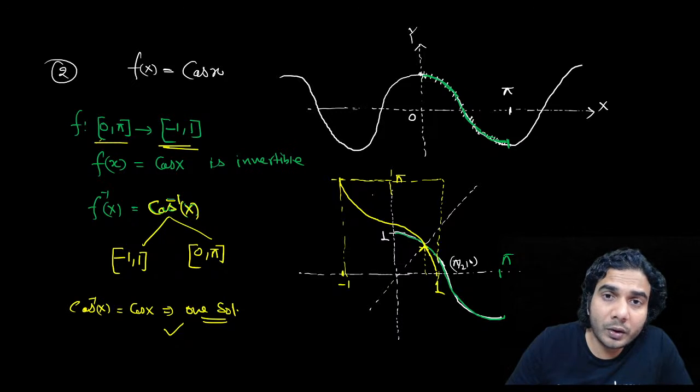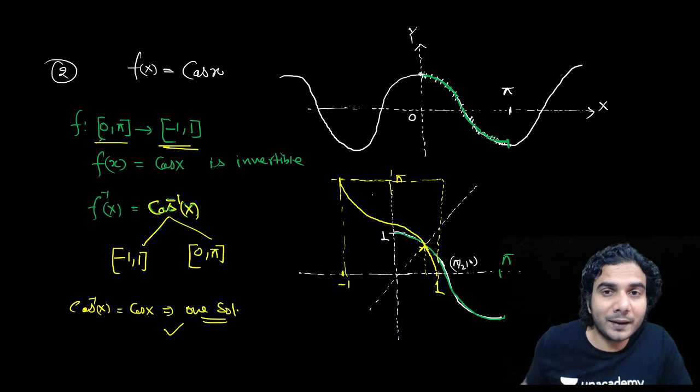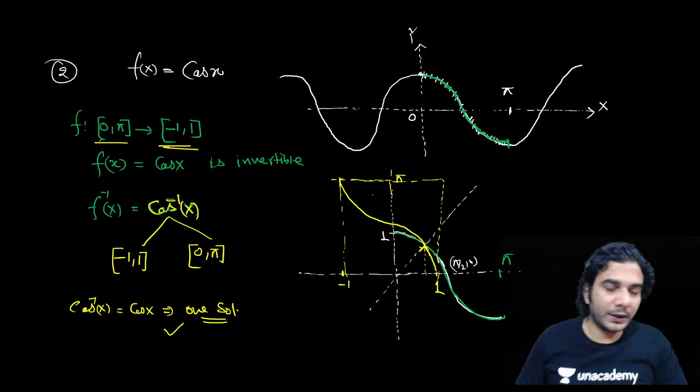To understand inverse trigonometric functions, it is very important to understand the graphs of the basic elementary trigonometric functions, and their range and domain. Very, very important. And it's very good if you remember the graphs also, apart from range and domain.